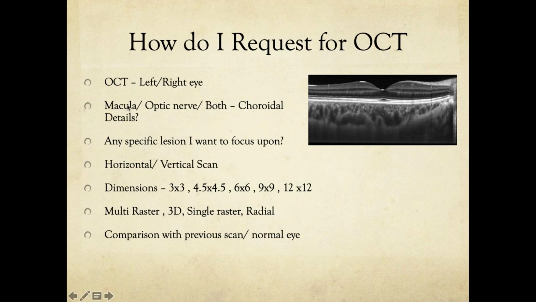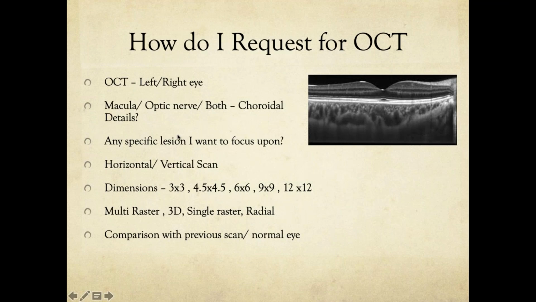So when requesting for an OCT, always write an OCT, left or right eye, and whether you want to get the OCT of the macula, the optic nerve, or both. Because you have the wide field OCT 12 mm sections where you can see the OCT of the macula and the optic nerve in a single section. Especially this is indicated in eyes with choroidal colobomas or optic pit maculopathy, or sometimes you also want to see the choroidal details as mentioned over here.